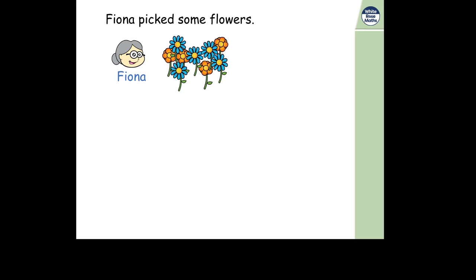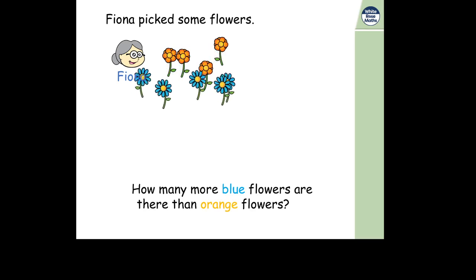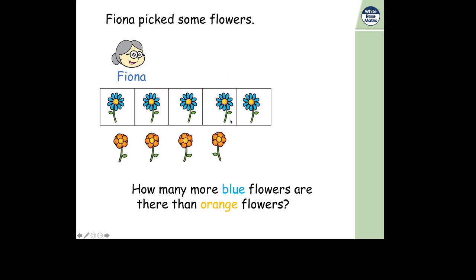This time we've got Fiona and she's got some flowers back again, but I want to show you it in a slightly different way. So first of all, we've got a question. How many more blue flowers are there than orange flowers? Now, we want to separate them out again. So we've got my blue flowers, and I'm going to put them into squares. We call this a bar. So we've got one bar of blue flowers, and each flower is in its own square. So we've got 1, 2, 3, 4, 5 blues.